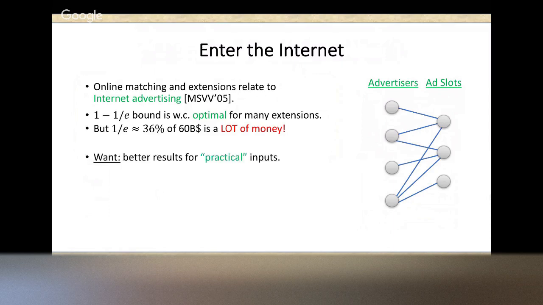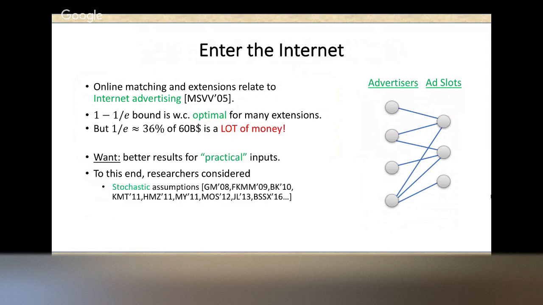Right, so this has pushed a lot of researchers to look into more practical, quote-unquote, inputs. So a lot of this research has been around stochastic assumptions. Maybe the input is drawn from some distribution, known or unknown, or it's some randomly permuted input. And for these, we know that we can get better than 1 minus 1 over E competitive ratio, even for the online matching problem. But you can't get arbitrarily close to 1, at least for the online matching problem. Some generalizations allow better bounds, but for online matching, you can't get arbitrarily close to 1.